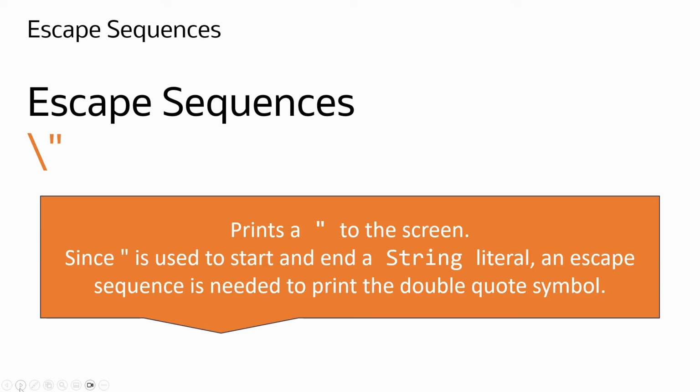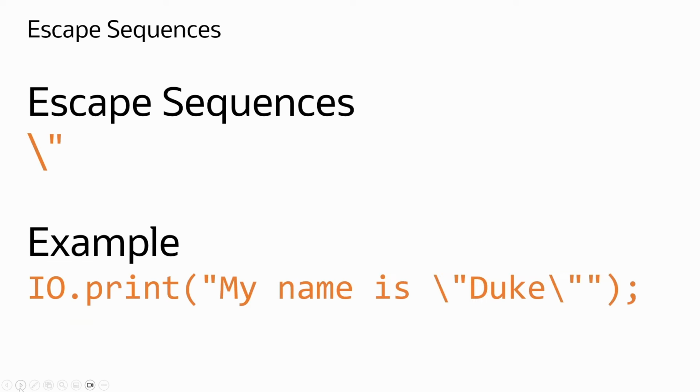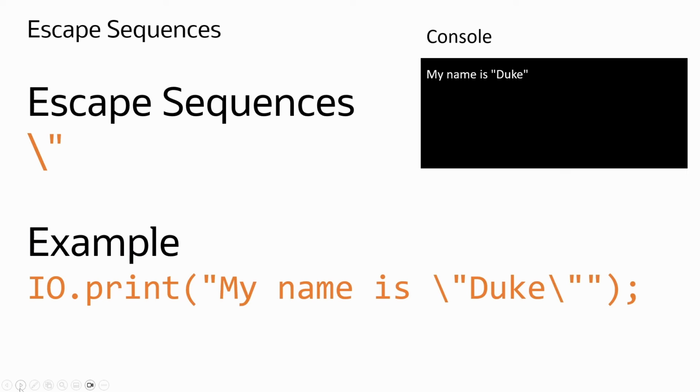\" prints a double quote to the screen. Since double quotes are used to start and end a string literal, an escape sequence is needed to print the double quote symbol. For example, io.print("my name is \"Duke\"") is going to print my name is "Duke", with Duke being enclosed in double quotes.